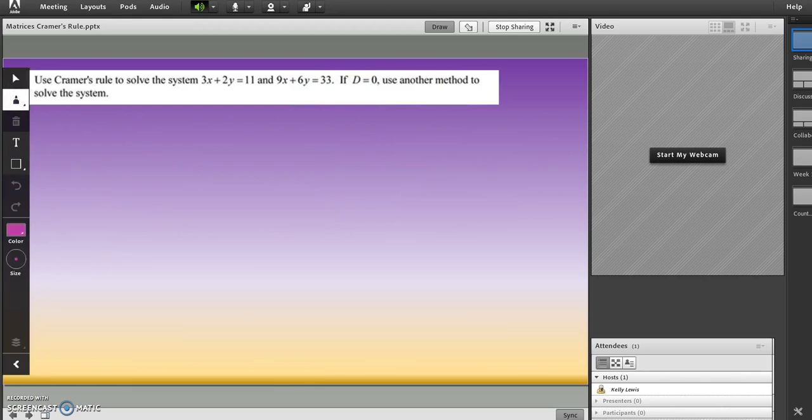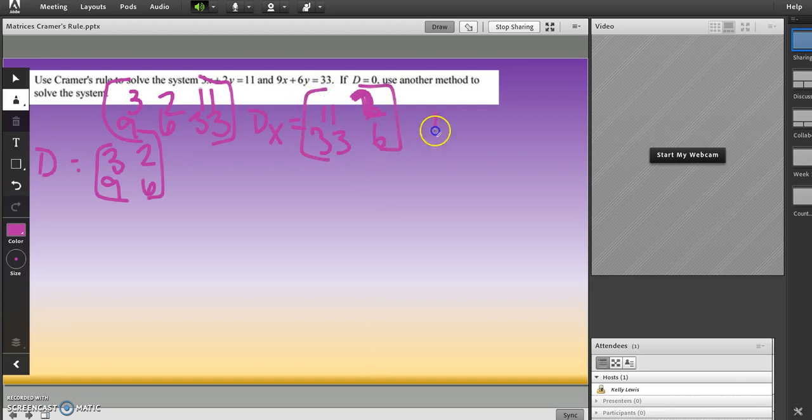All right, so let's write the system down. 3, 2, 11, 9, 6, 33. All right, d is going to be 3, 9, 2, 6. That's x and y. Dx is replace x with the equal sign column, and then leave y alone. Dy is leave x alone and replace y with the equal sign column.